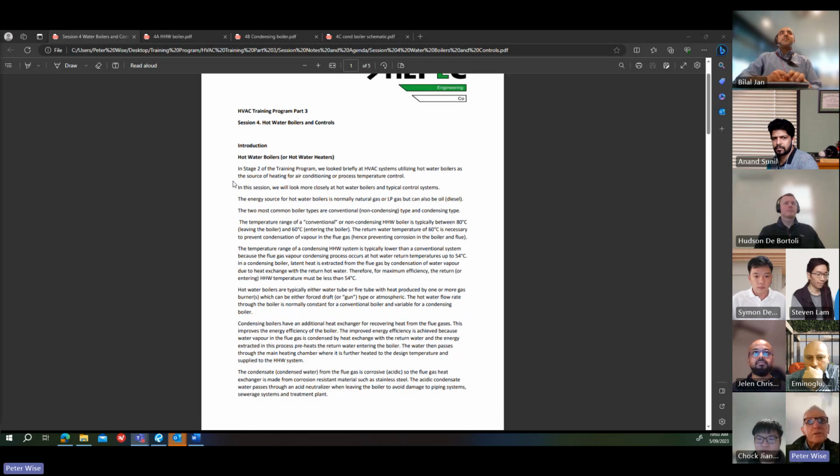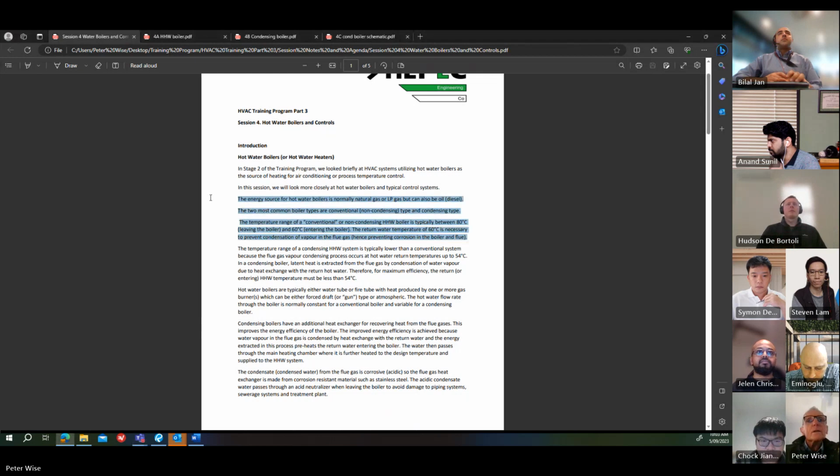So in stage 2 of the training program, we looked briefly at HVAC systems utilising hot water boilers as the source of heating for air conditioning or process temperature control. In this session, we're going to look a bit more closely at the boilers and typical control systems.